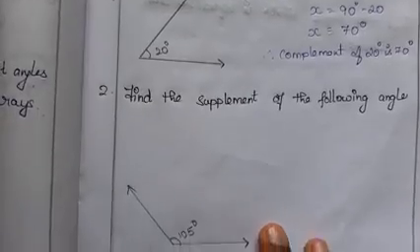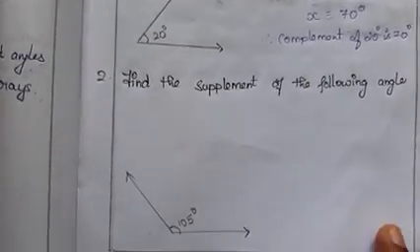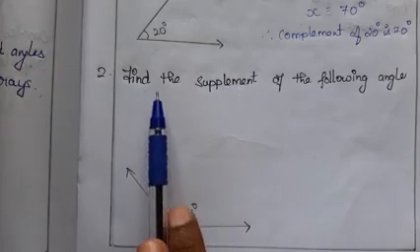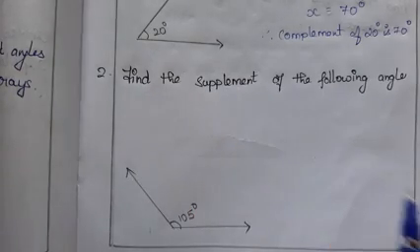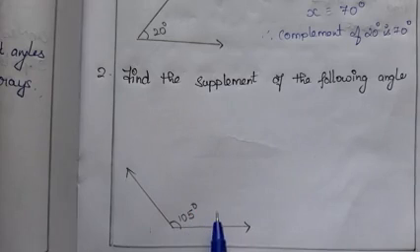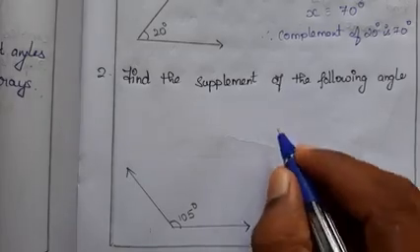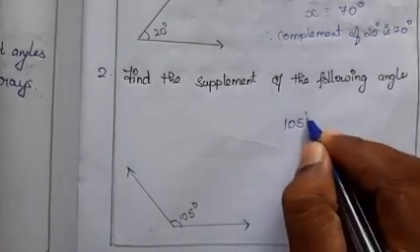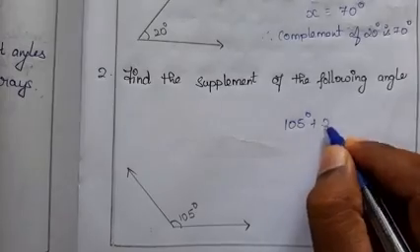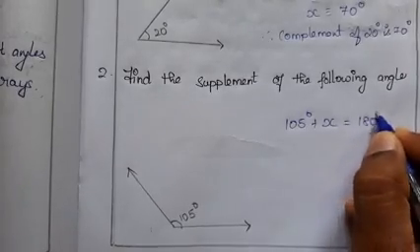Clear? This last sentence is very important. And here we go for the next problem. Find the supplement of the following angle. Supplement means if we add another angle to this, we have to get 180 degrees. So 105 degrees plus next, we don't know, so let me consider it as x, is equal to 180 degrees.